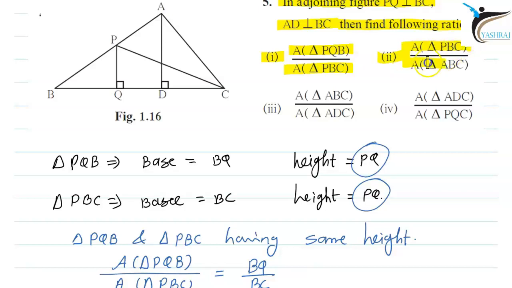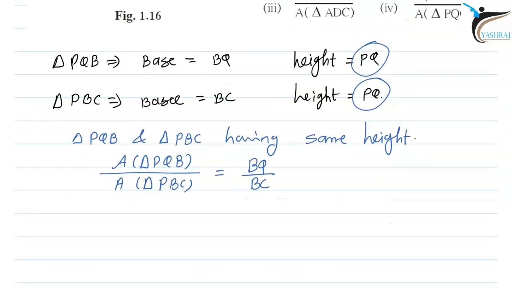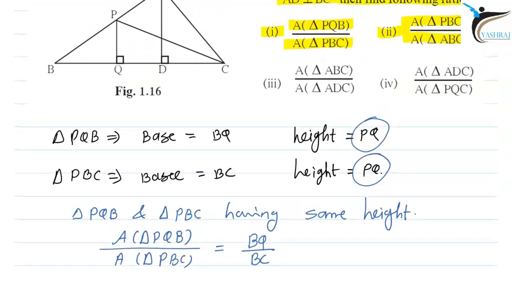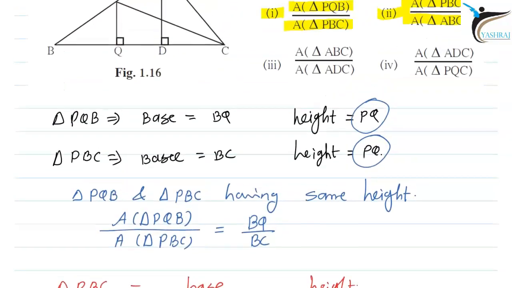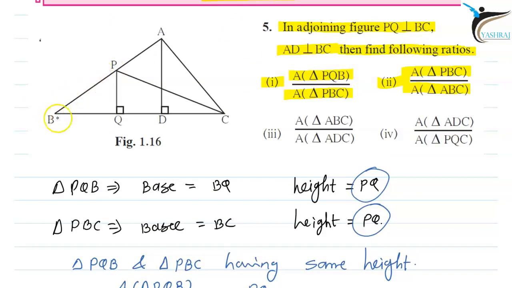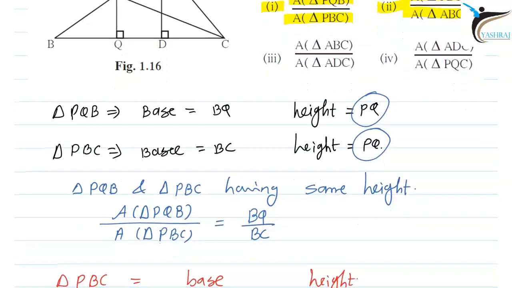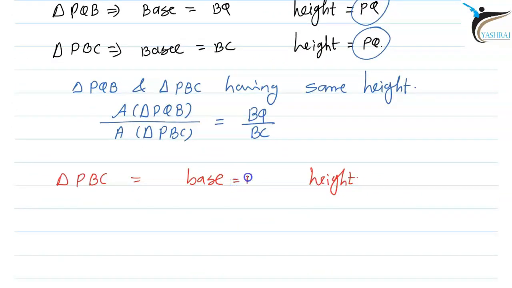Now look at the second ratio. We have area of triangle PBC divided by area of triangle ABC. The first triangle in the numerator is triangle PBC, so we are writing now the base and height of triangle PBC. Look at the triangle PBC. In the triangle PBC, PQ is the perpendicular drawn on BC, so we have BC as the base and PQ itself as the height of the triangle.